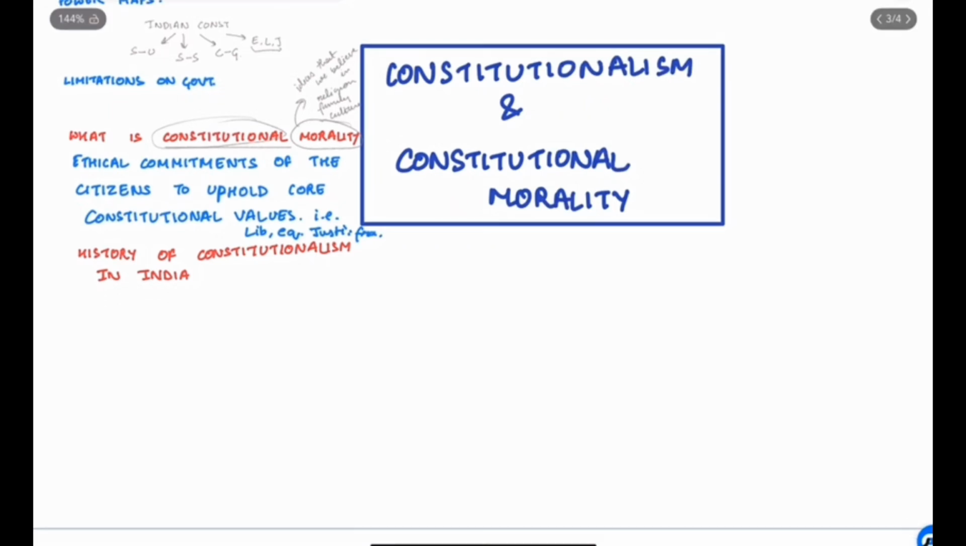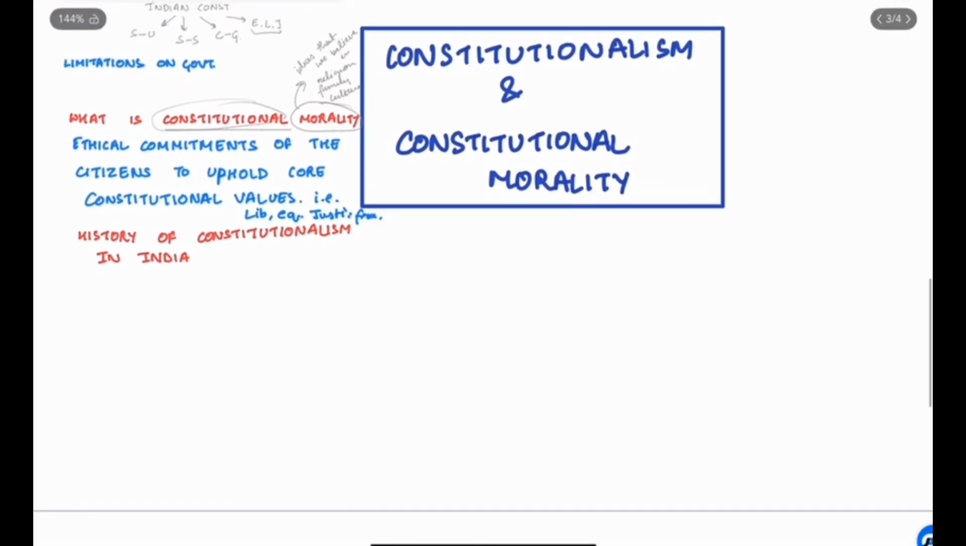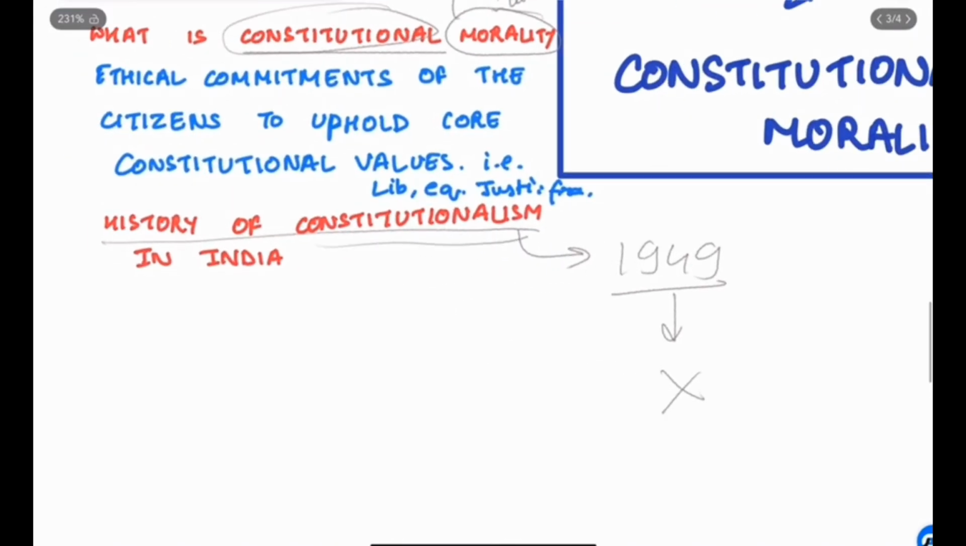Now let's see what is the next topic. It is the history of constitutionalism in India. Now when we talk about the history of constitutionalism in India, first thing that might come in your mind, it is easy, since our constitution was enacted in 1949. That means that with the arrival of constitution, the constitutionalism came in India. That is false. Why? Because constitutionalism is far larger term and far wider term than constitution itself.